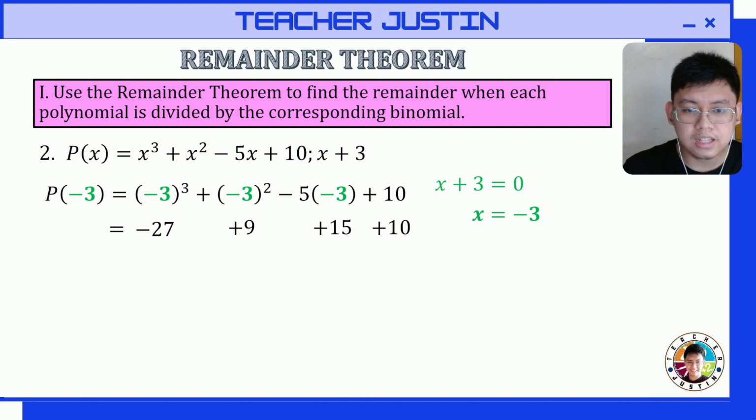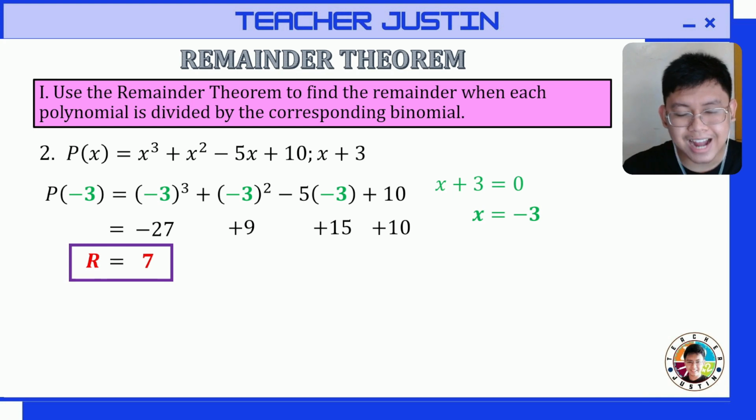So, let's combine negative 27 plus 9 plus 15 plus 10. That will give us 7. And that will also be the remainder of our polynomial divided by the binomial x plus 3. So, that's it. Ta-da! Alright.